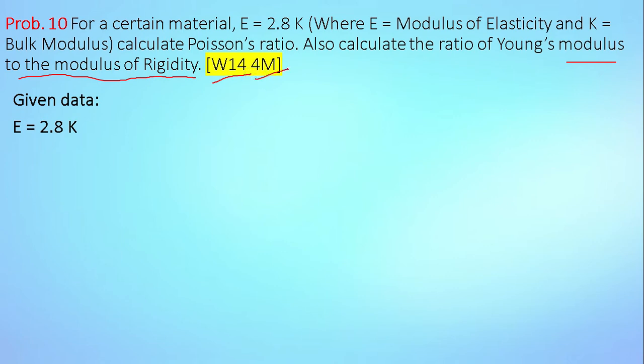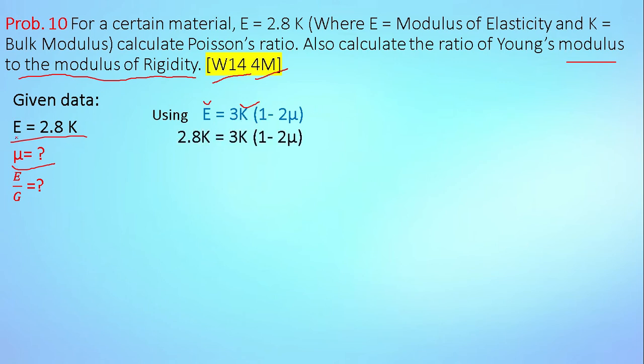So we will find out the given data. Here they have given Young's modulus is equal to 2.8 times bulk modulus, E is equal to 2.8 K. Poisson's ratio is unknown, and the ratio of Young's modulus to modulus of rigidity is also unknown. We know the relation between Young's modulus and bulk modulus is E equal to 3K(1 minus 2 mu). Then put this value E is equal to 2.8K. Therefore this equation becomes 2.8K is equal to 3K(1 minus 2 mu).